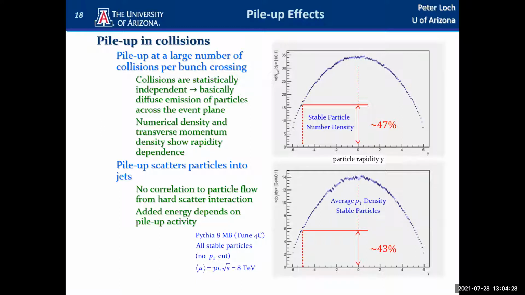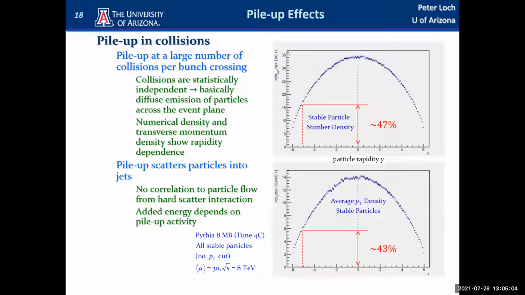Some features of the pileup we should keep in mind. If you have a large number of collisions per bunch crossing, these individual pileup collisions are statistically completely independent. So if you overlay all those, what you basically get is a diffuse emission of particles across the event plane. But there is a common feature to it, which is a rapidity dependence of the particle number density and the particle PT density.